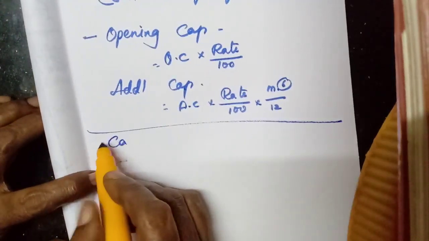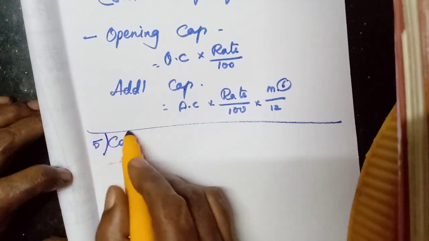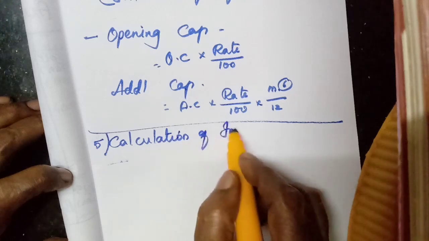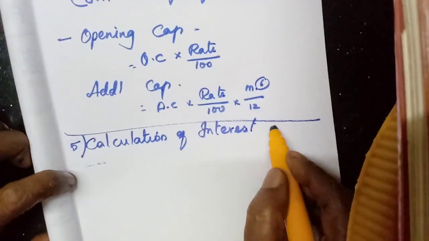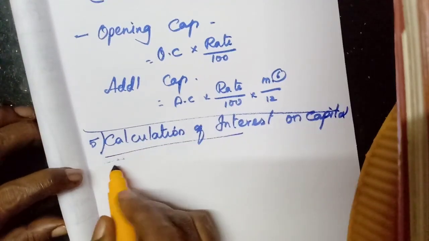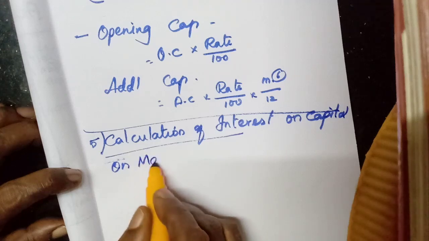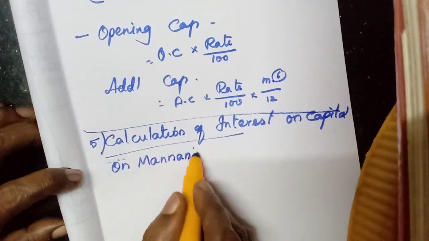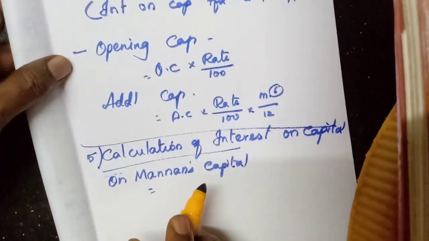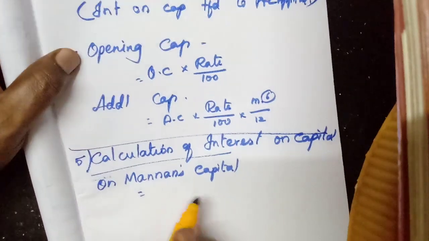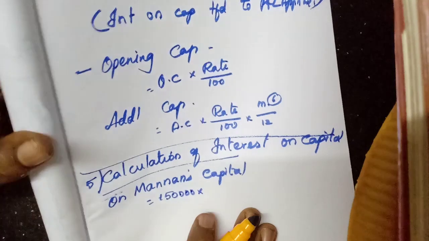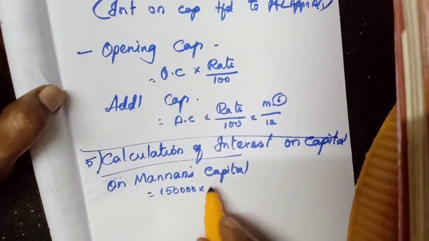Calculation of, first we will write the number 5. Calculation of interest on capital. First, on Manan's capital. How much is Manan's capital? 1,50,000 into, what is the rate? 6% by 100.